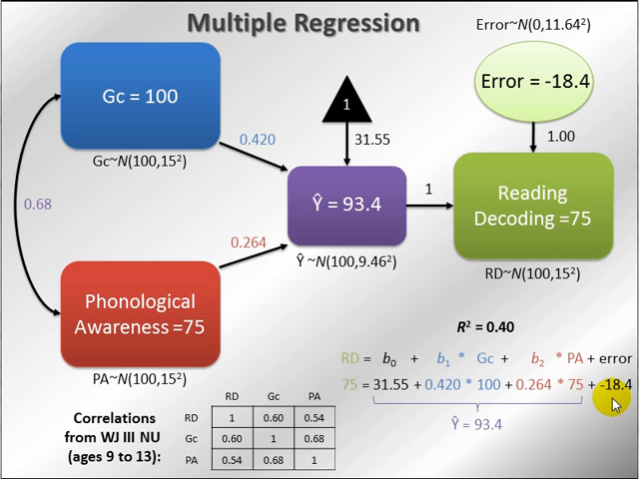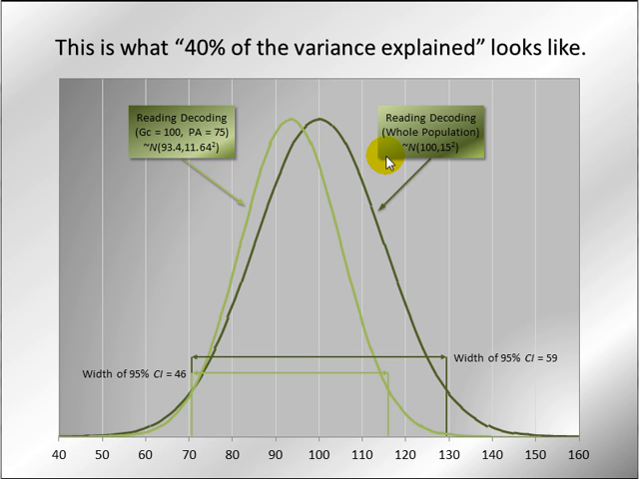We can estimate how rare this is given some properties of the normal curve. So as I said, 40% of the variance in reading decoding has been explained. This dark green distribution is the normal distribution for the whole population when reading decoding has a mean of 100 and a standard deviation of 15. If we know that GC is 100 and phonological awareness is 75, we can estimate what the distribution is going to be, and it looks like this.